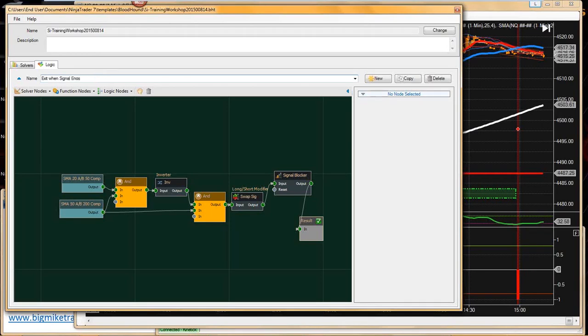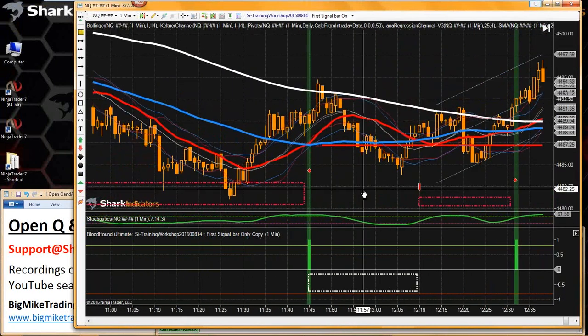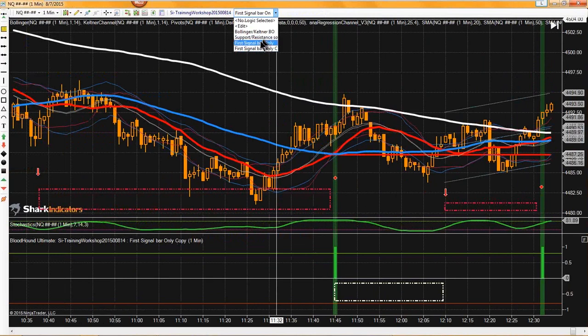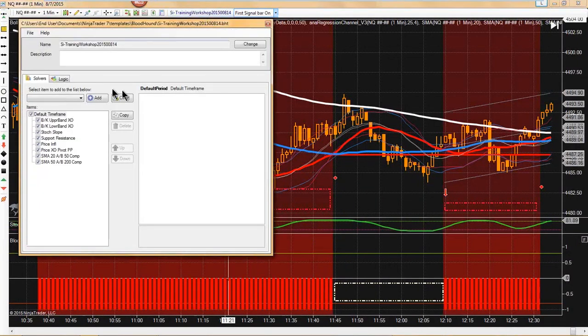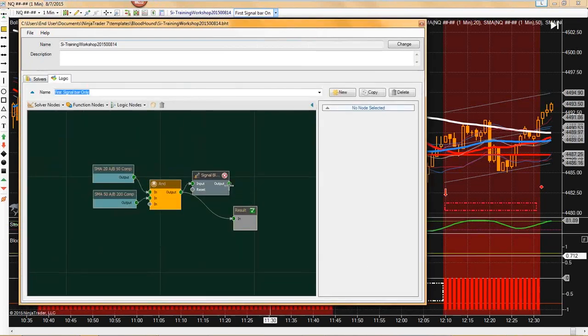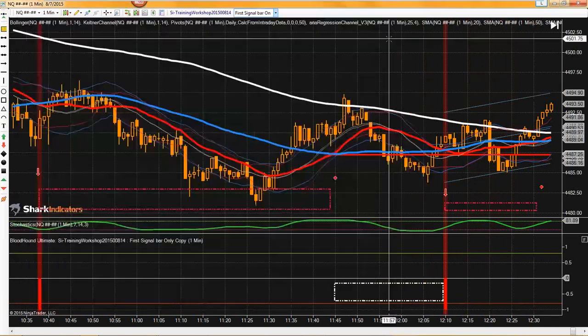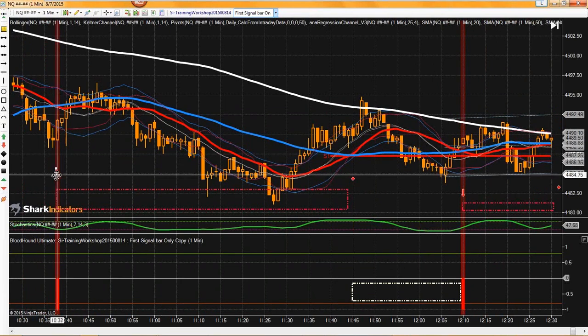Here we go. So there's our exit when the signal ends. Alright, so here's the first one we built, the first signal bar only. And, oh, looks like I didn't leave that in the correct state. Let's take a look. Ah, yep, there we go. Connect up our signal blocker. Alright, so there's the first signal.